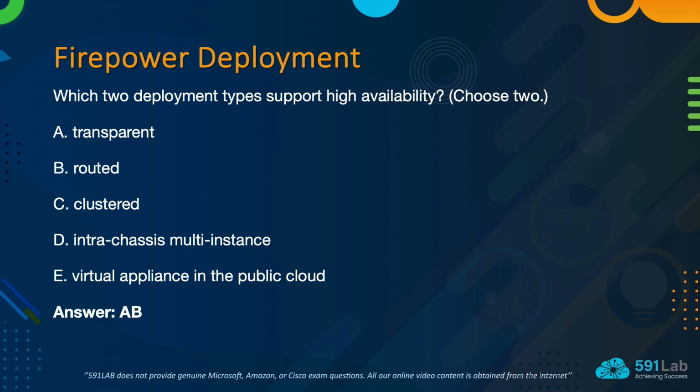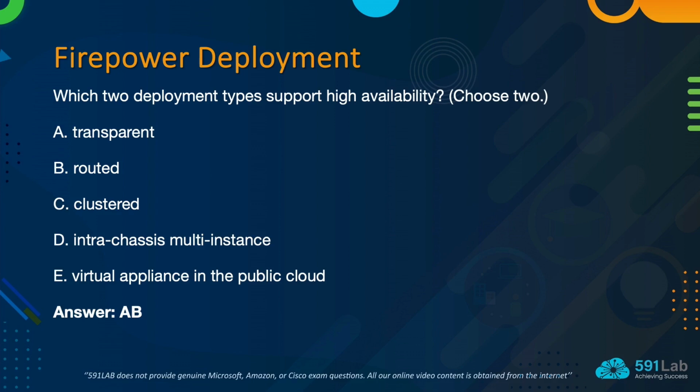Hence, the answer for the question, which two deployment types support high availability, is transparent mode and routed mode. Why transparent mode? Because in this mode, a device acts as a layer 2 bridge, forwarding traffic seamlessly without modifying packets. If the primary device fails, a secondary device in standby mode can quickly take over, maintaining traffic flow with minimal disruption.